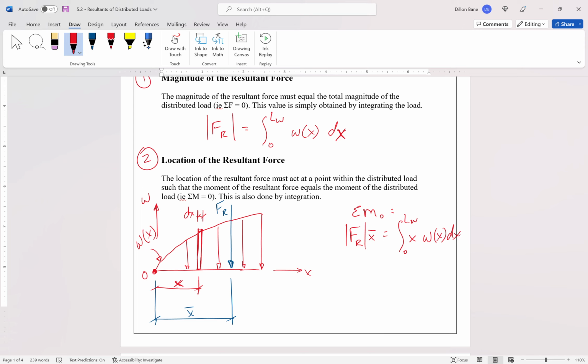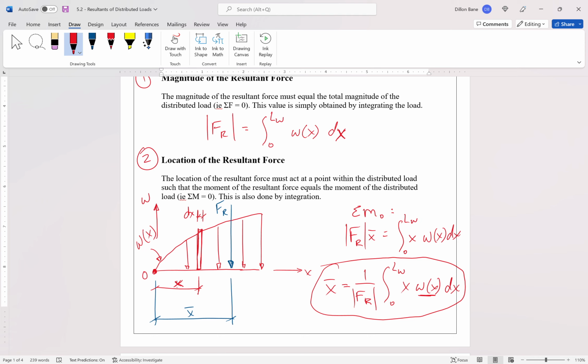Okay, so the location then, just solving for x bar from this equation that we've just come up with, x bar is just equal to 1 over FR. We're just moving the magnitude over to the other side. 0 to L sub w of x, w of x dx. Okay. The hard part here is just coming up with what w of x is, right? We need to figure out what this term is. And once we have that, all the integrations will become easy. And it'll just be numbers from there, okay?